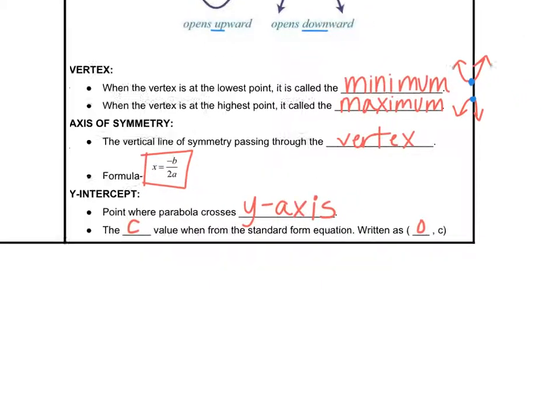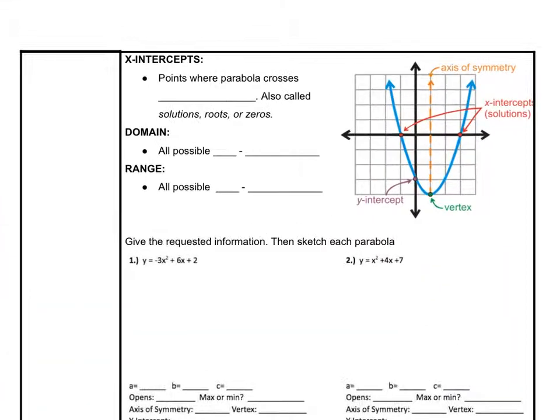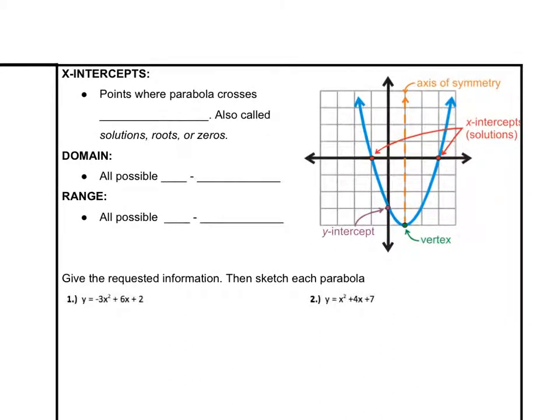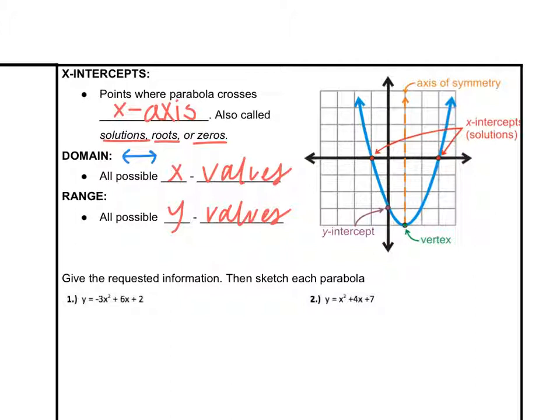Okay, a couple more things. X-intercepts. Oh, and you got a little picture here, same one from yesterday. The x-intercepts are the points where the parabola crosses what? X-axis. And you have some other names for them that are new. Solutions, roots, or zeros. This is also a review. Domain is all the possible what values? Domain, x values. And range is all the possible y values. In case you forgot, domain goes from left to right. It's the horizontal. Range is from highest to lowest, like this. Okay. That's all the vocab.